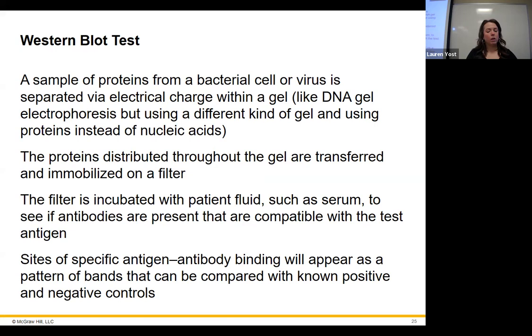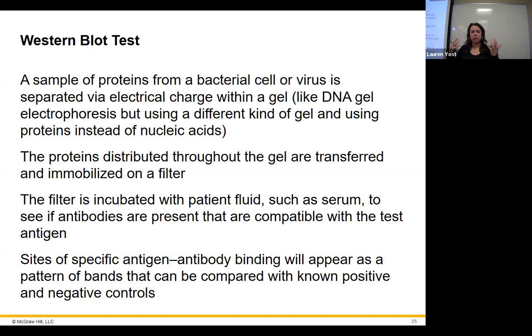Western blot, this is... We learned a little bit about gel electrophoresis for DNA, right? How you have DNA fragments, you run electric current. The DNA is negative, so it runs to the positive. The smaller ones can move faster through the gel, and the larger ones get stuck, right?